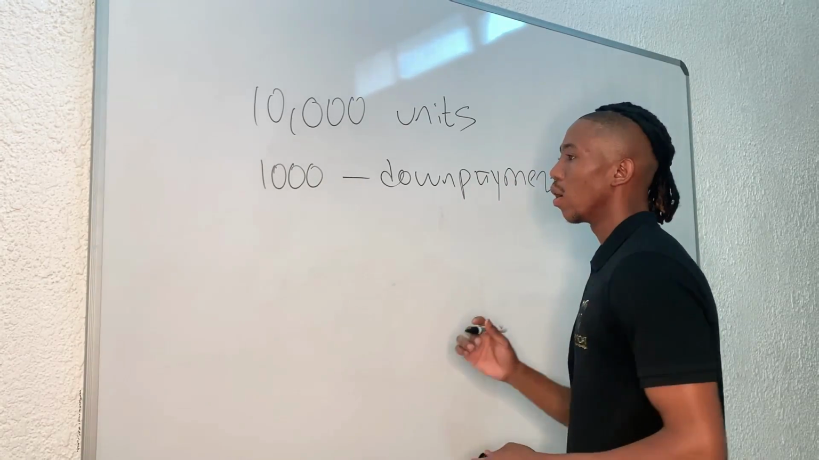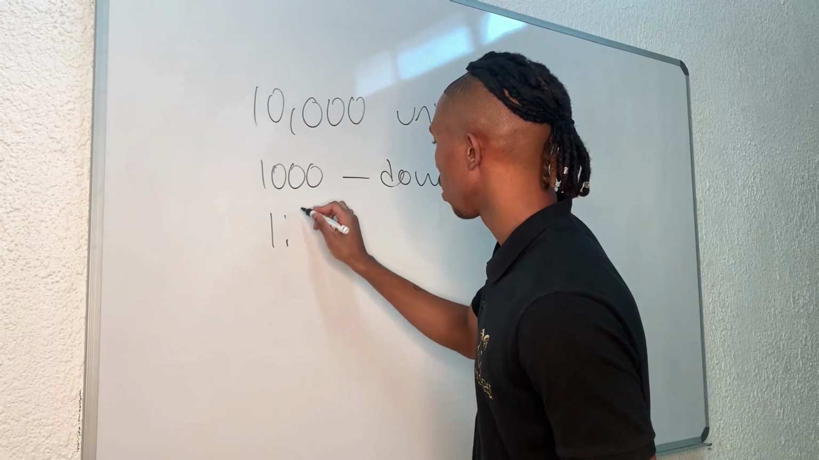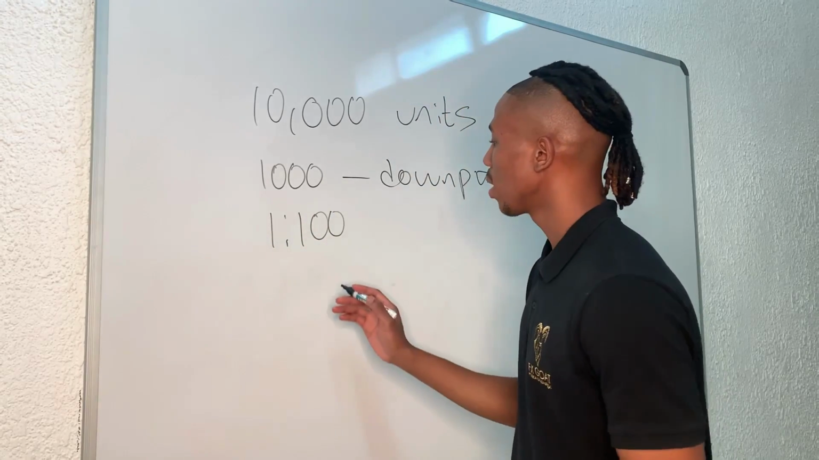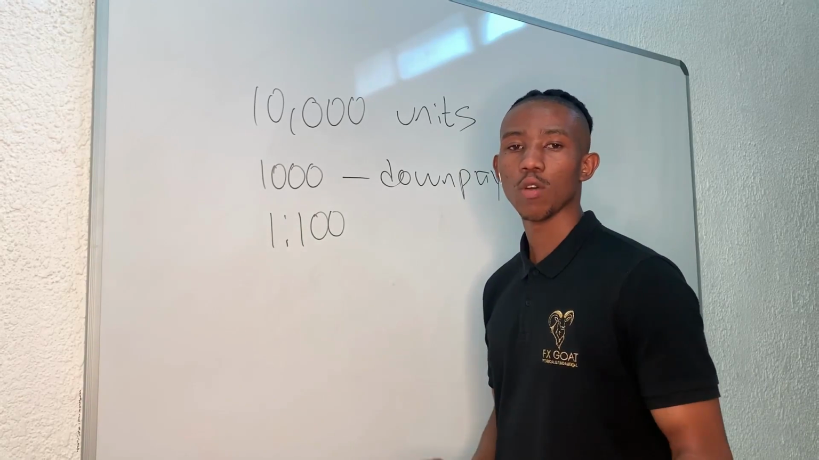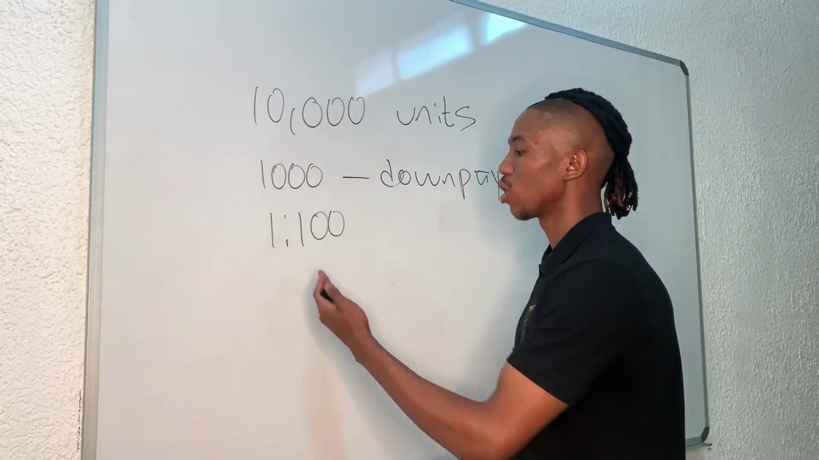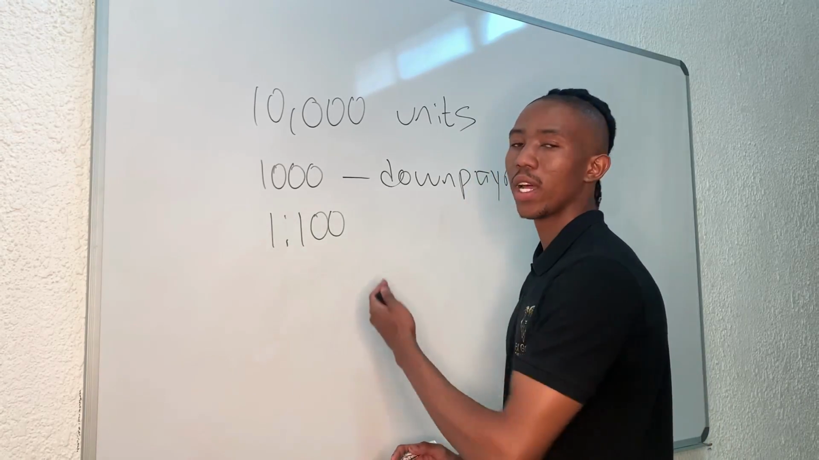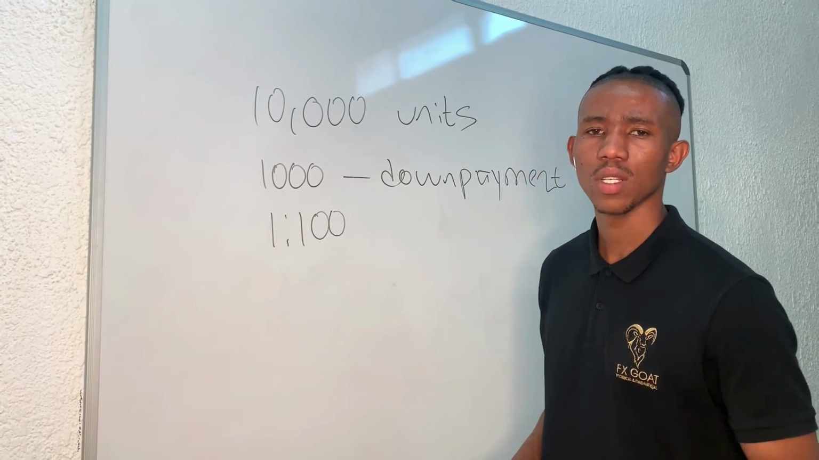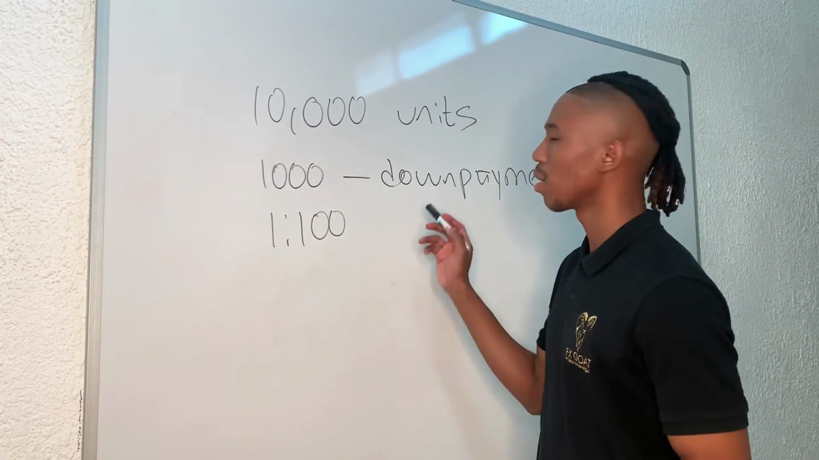So you have 1,000 as a down payment, and they give you a leverage of, let's say, 1:100. Most brokers in the US don't offer 1:100, they just offer 1:50. The reason I'm using this one is because it's easier to understand, hence I'm using 1:100 leverage. Now you need to ask yourself, how big of a position can you open with a 1,000 down payment or margin?